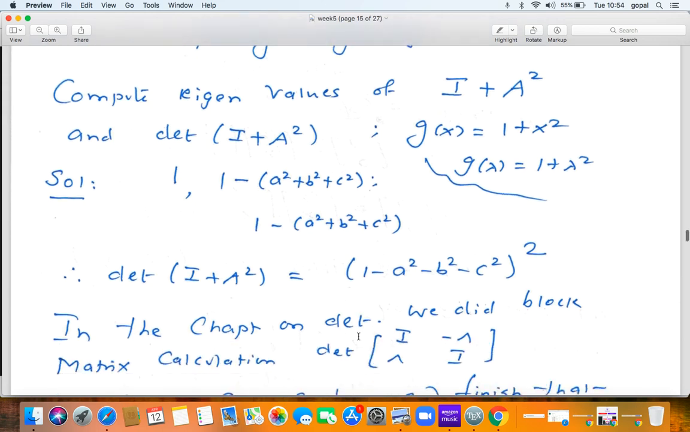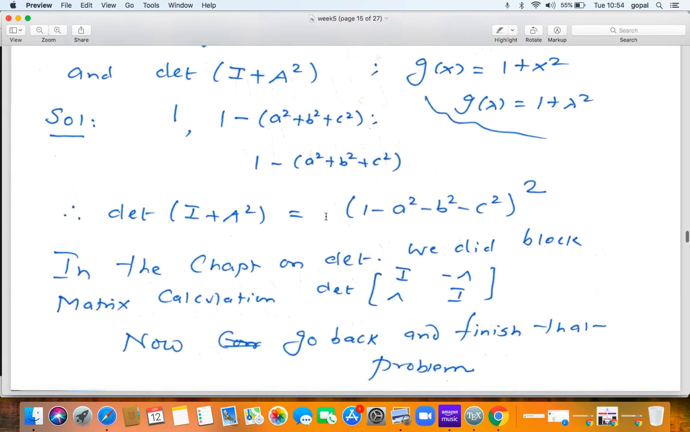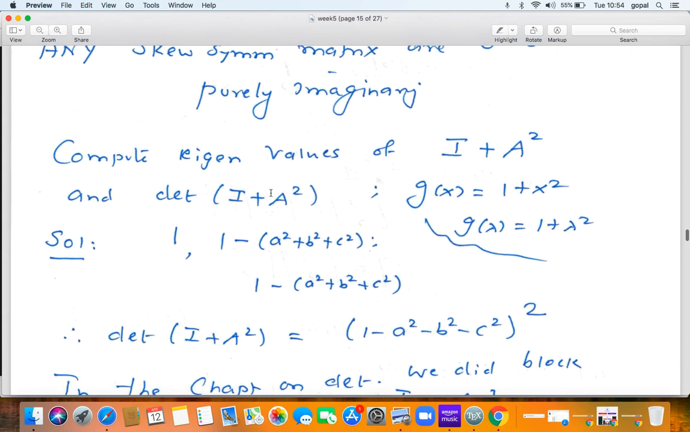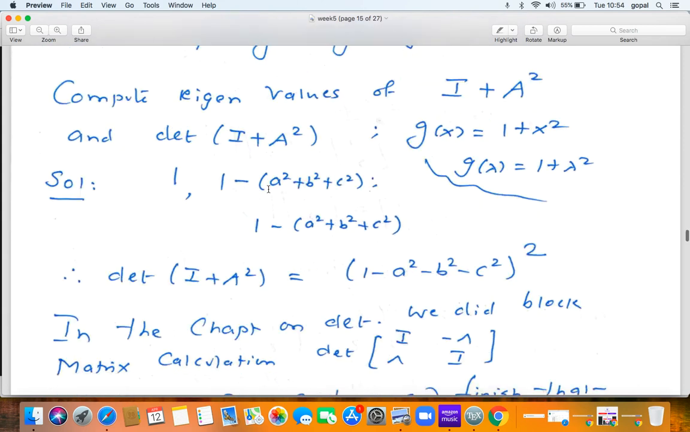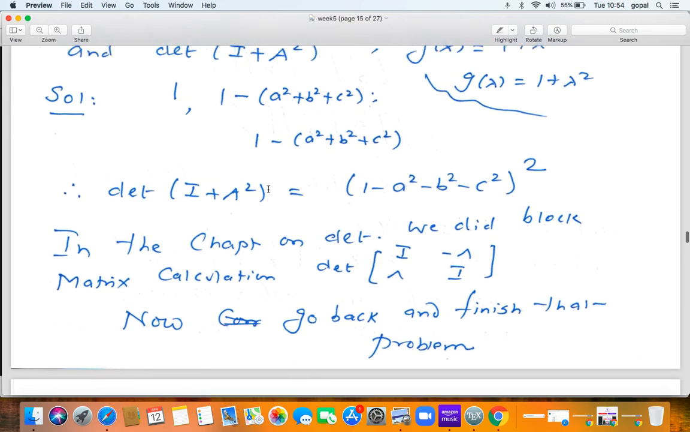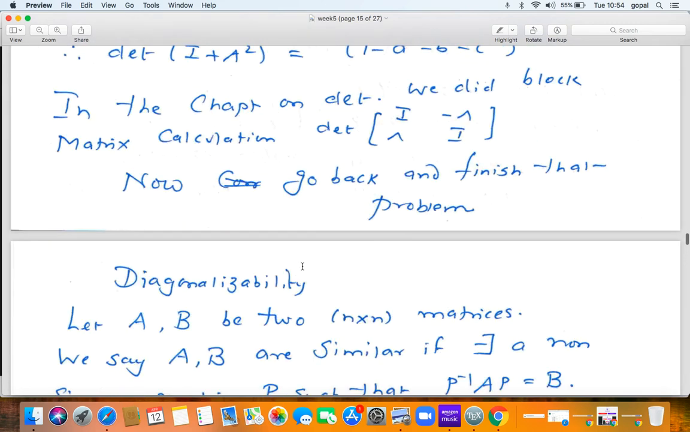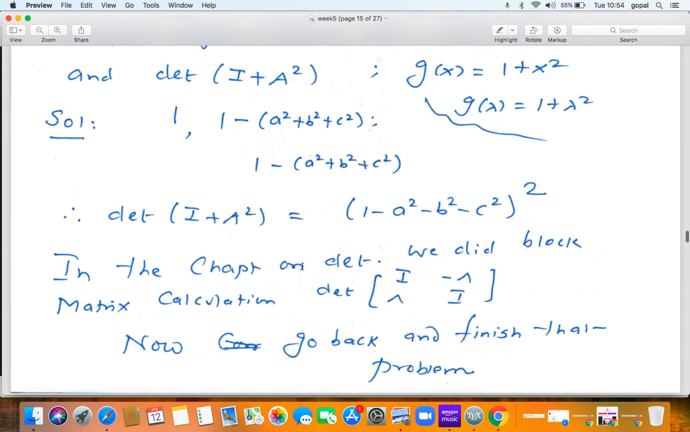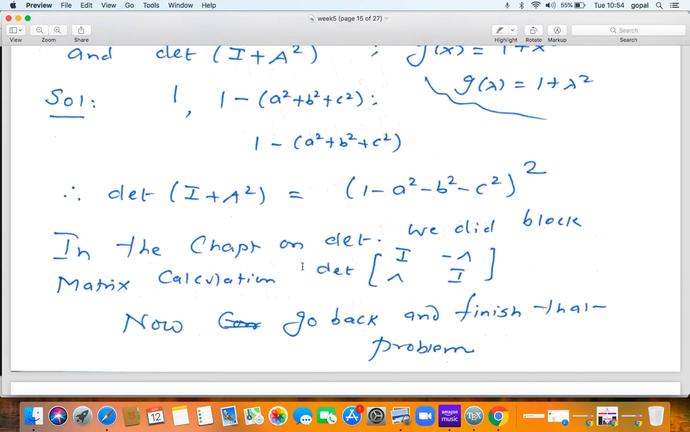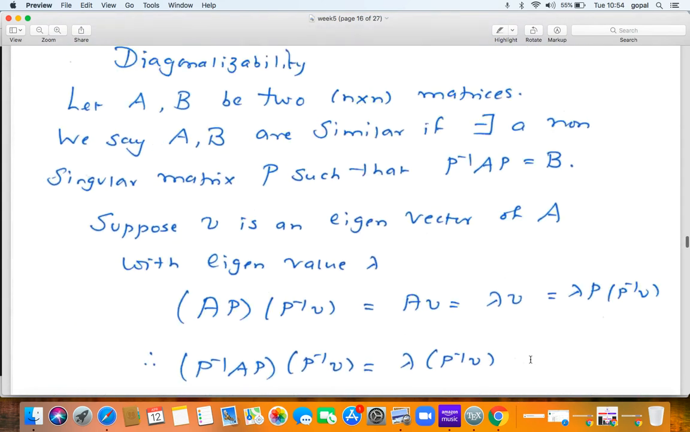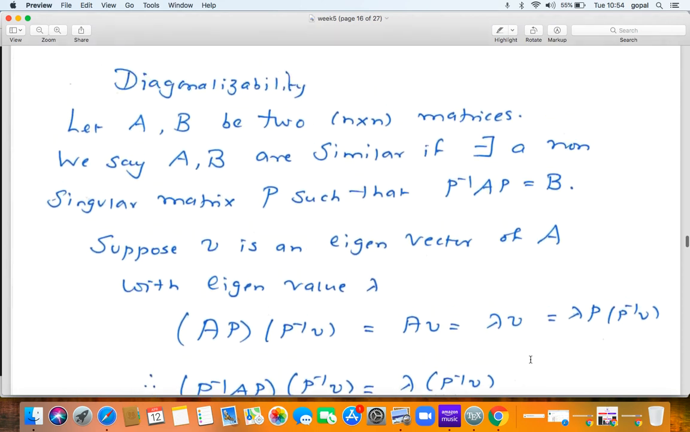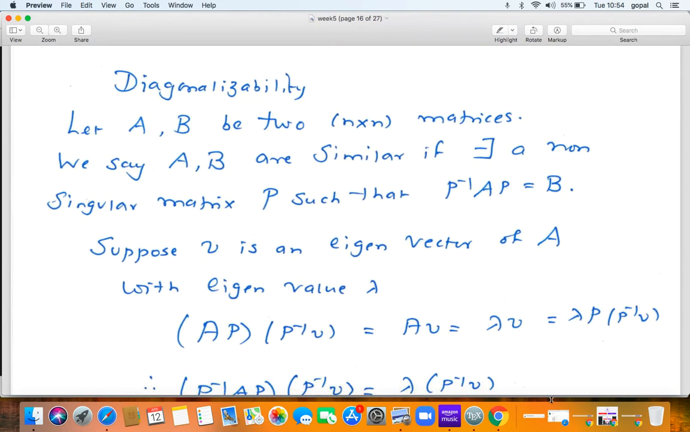So in the previous chapter, we had to stop short of doing this, and I said that we will continue the calculation after we develop the theory. Now we have completed this particular aspect of it. I think I'll stop this lecture here. The next topic is diagonalizability, and we will take it up in the third capsule.